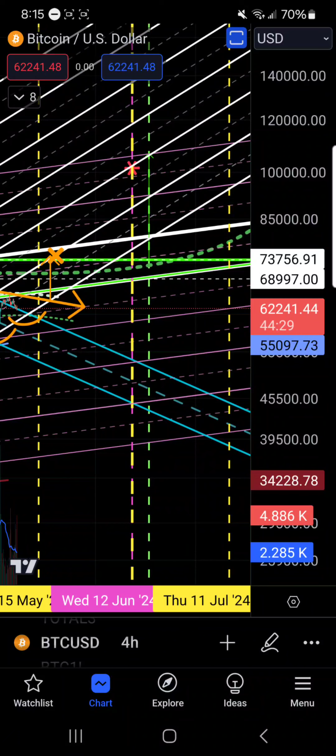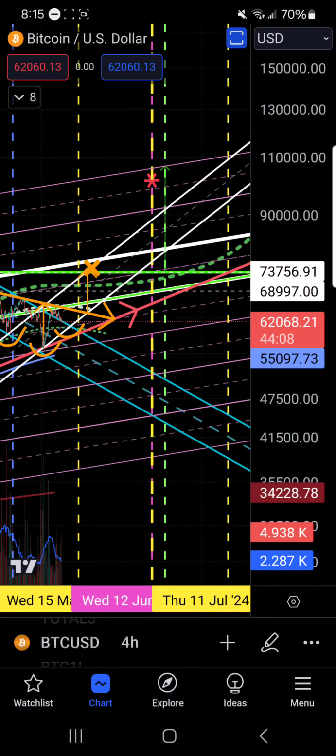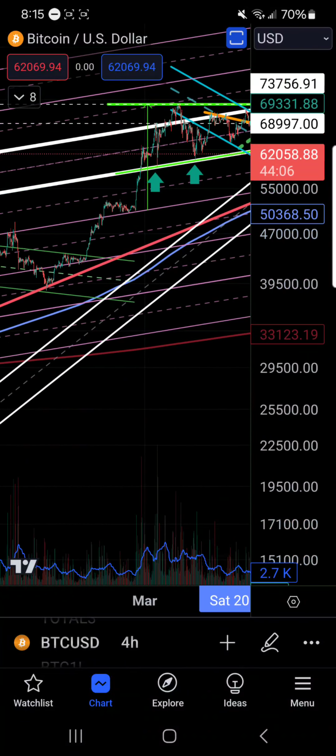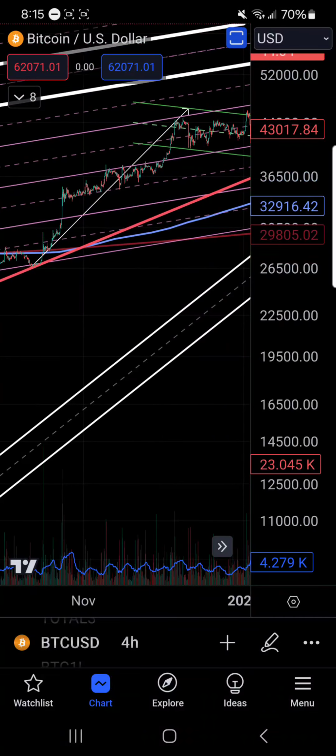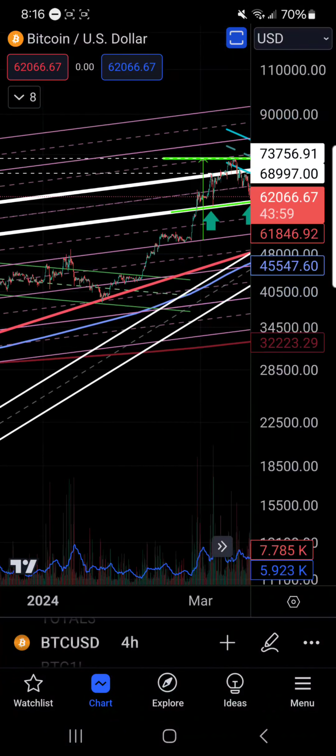Now, so that's what we got there. Let's turn off all these channels because we don't really need all that. We have inverse head and shoulders. We have this bull rally baseline. This is a baseline that I just drew, a trend line connecting the bottoms of this rally since October.